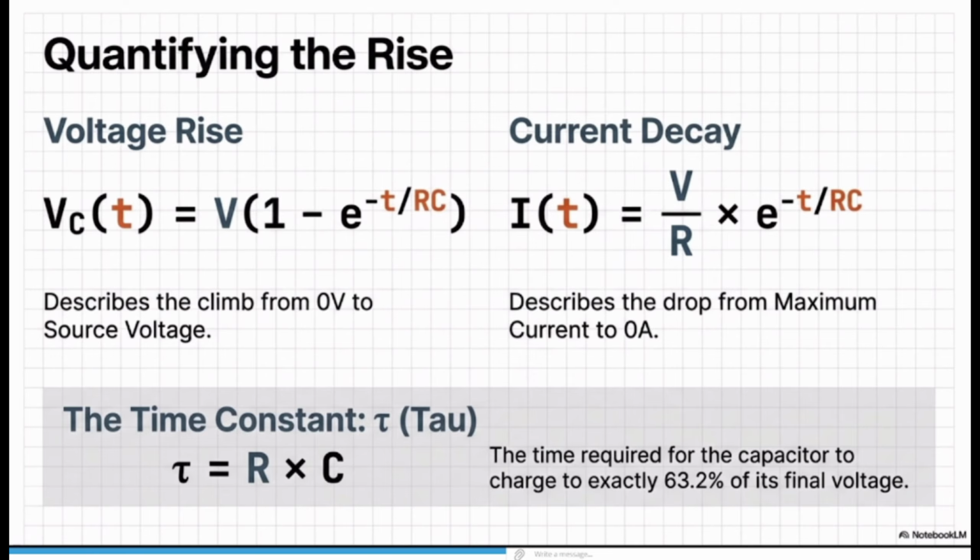So if we would like to quantify this rise, if we would like to talk about how the voltage is actually going to increase, as I just told you, the voltage of the capacitor follows this formula: V is the voltage of the source, or the voltage that the capacitor is going to be fully charged at the end, times 1 subtracted by e to the power of negative t over R times C. And that is the formula. So let's talk about each of these terms in detail.